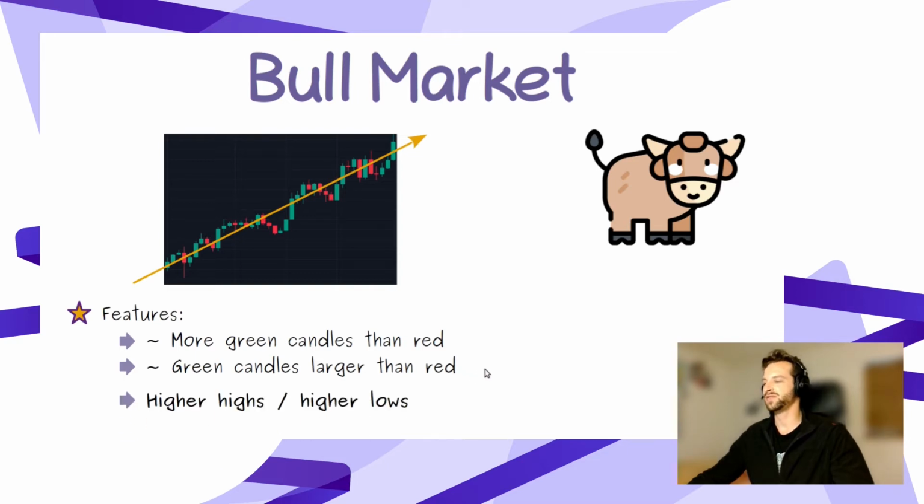But really, the key feature that characterizes a bull market is that you have higher highs and higher lows. Let me show you here. For example, this high is higher than the one before, and this one is also higher than the one before. And the same for the lows. This low is higher than the one that was before, this low, etc. The higher highs and the higher lows are really the key feature that characterizes a bull market, and therefore what you could put into a trading bot to detect such a market.